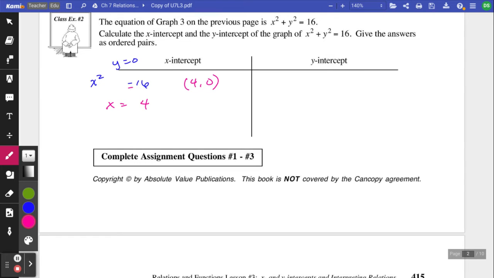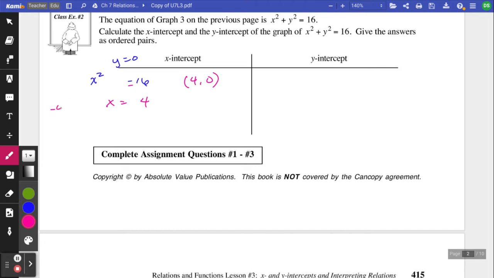Isn't it true that if you put a negative 4 and you squared the whole thing, wouldn't you also get 16? Think about that. Yes. So actually, we have a plus and a minus 4 because if you squared a negative 4, you would still get 16. So you have 2 x-intercepts. You better put them both down or you'll lose marks. You got to give them both, right?